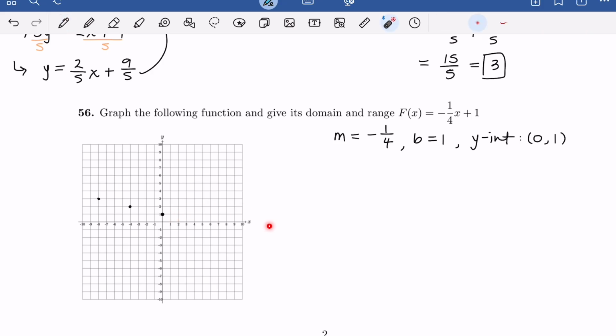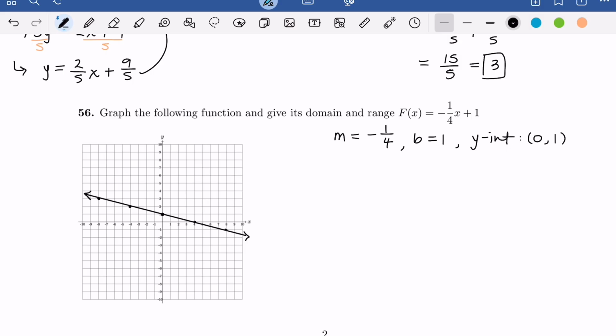Then we're going to go up 1 and go over 4 more. Now, if we want to continue in this direction, instead of going up 1, we're going to go down 1 to account for that negative, and then we're going to go to the right 4. So we're going to have this point here, and then repeating that process, we're going to have another point there. So we're going to graph this equation by connecting these dots here, and we have this line.